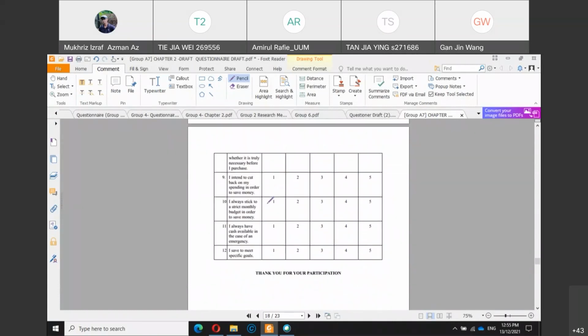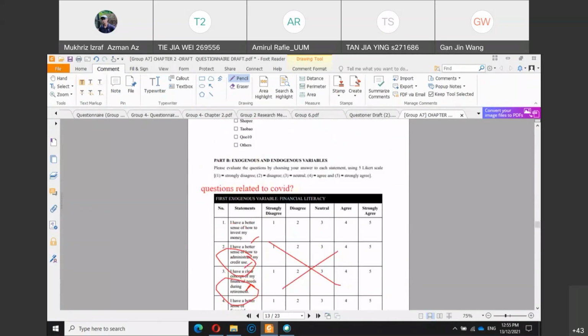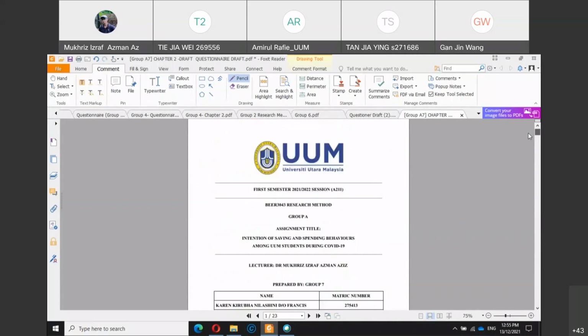But again, there are no questions on COVID-19. You are talking about COVID-19 punya topik, intention of saving and spending behavior, but where are the COVID-19 punya questions?